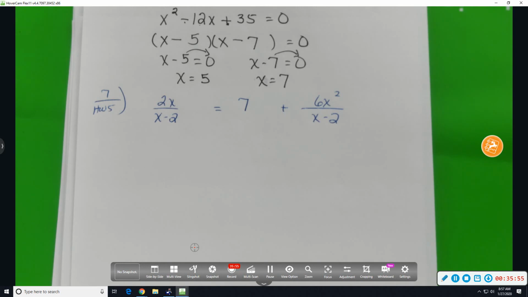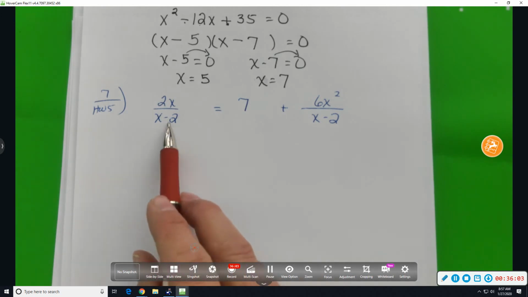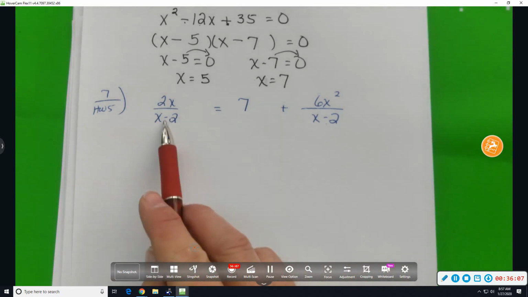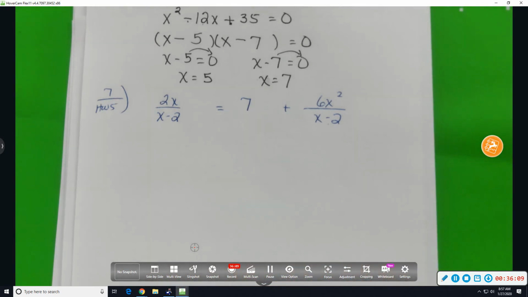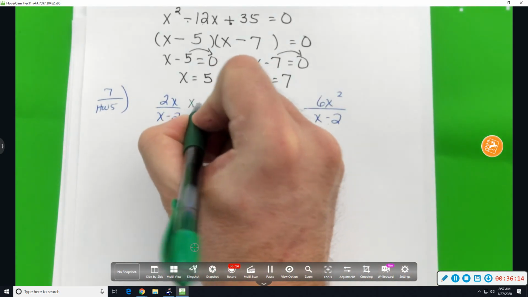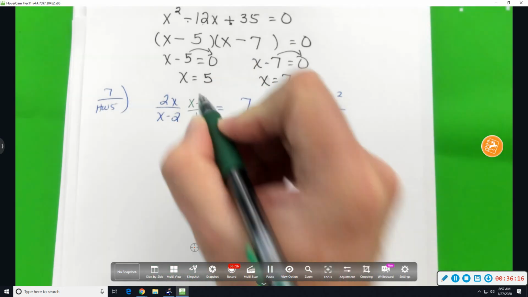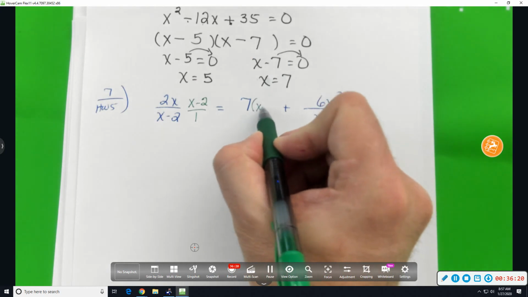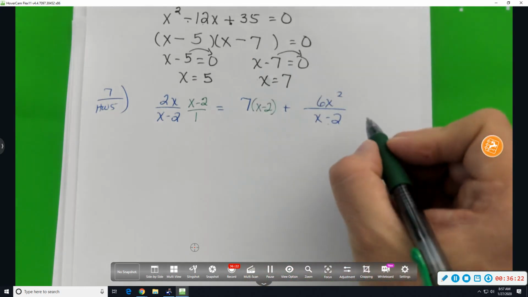But this is not a fraction equal fraction problem. So I'm not going to cross multiply. There's two fractions, and fortunately they both have the same denominator. So to get those x minus 2's to cancel out, would y'all just multiply straight through by x minus 2? Now be careful. Every term, even this 7, has to be multiplied by x minus 2.